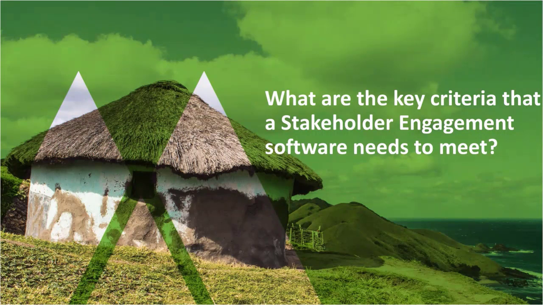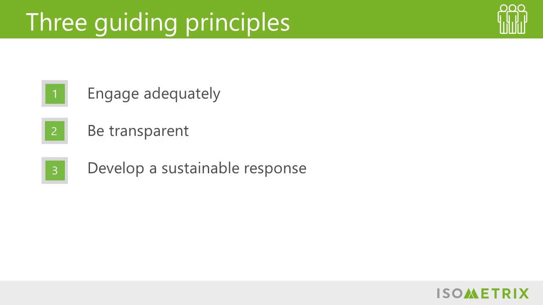So really, what are the key criteria that typical stakeholder engagement software needs to meet? Stakeholder engagement and management is arguably one of the most important ingredients for successful project delivery, but is often regarded as only a fringe activity. There are three key guiding principles worth remembering, and these can be summarized as: to engage adequately, to be transparent, and thereafter to develop sustainable responses.